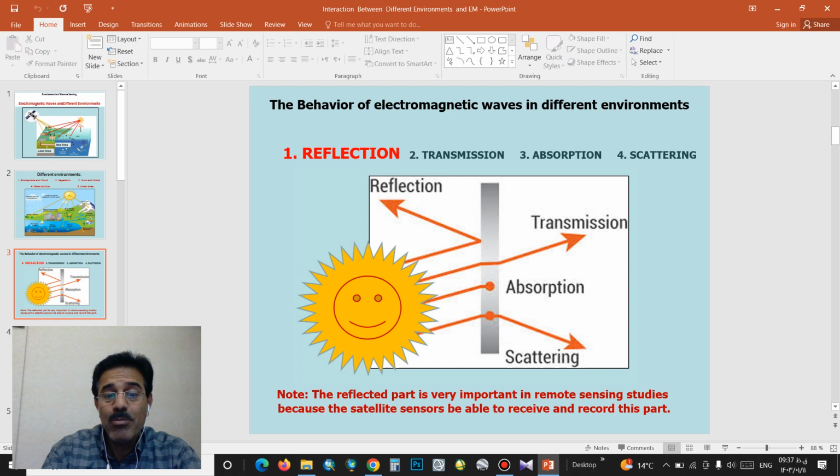Important note: the reflected part is very important in remote sensing studies because the satellite sensor is able to receive and record this part. Just the reflection part.